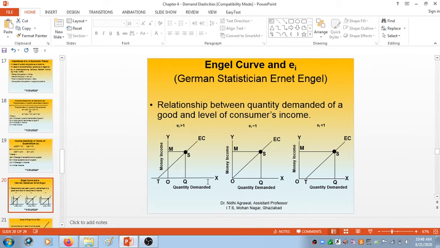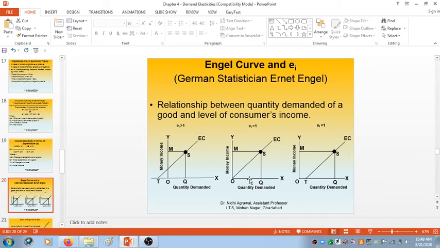So when we talk about cross elasticity, we always use the Engel curve. What is the Engel curve? The Engel curve was given by a German statistician, Ernst Engel, and according to him, the Engel curve states the relationship between quantity demanded of a good and the level of consumer's income. So consumer income is taken on the vertical axis and quantity demanded on the horizontal axis. In this PPT we have shown the Engel curve, which is an upward sloping straight line.